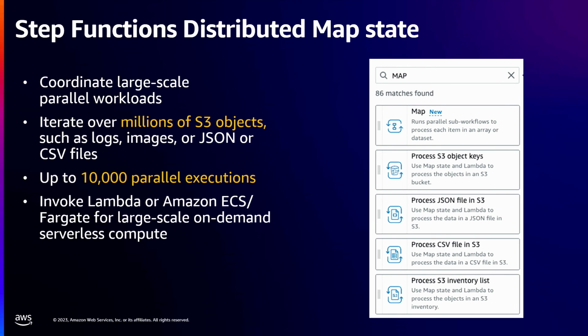It interacts really nicely with S3, so you can point it at your S3 bucket, and you can say, for every object in my S3 bucket, I want you to run these workflow steps in parallel. Or you can point it at a file in your S3 bucket, like a JSON file or a CSV file, and you can say, I want to run these steps for every item in this CSV file.